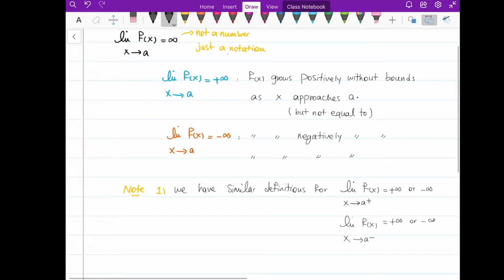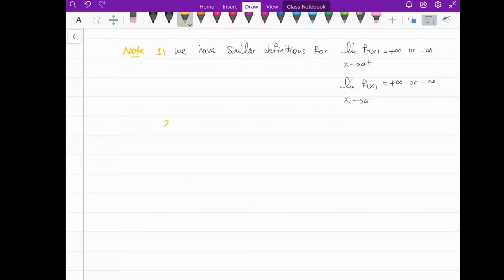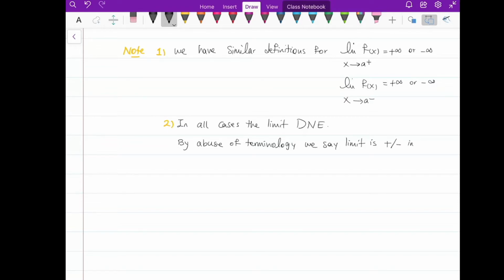Something else is that in all these four cases, the limit does not exist. But by abuse of terminology, we say that the limit is plus or minus infinity.